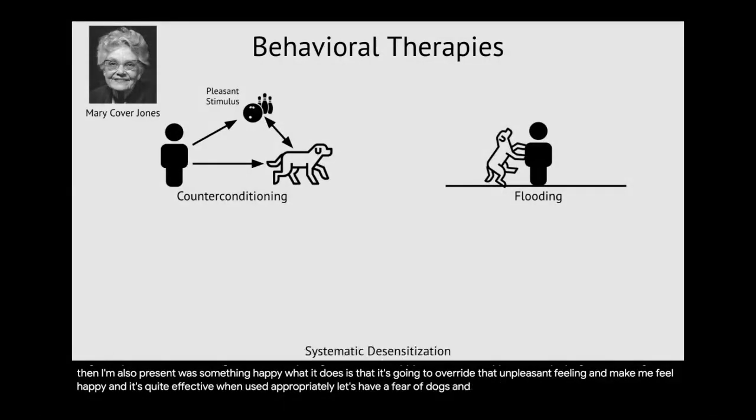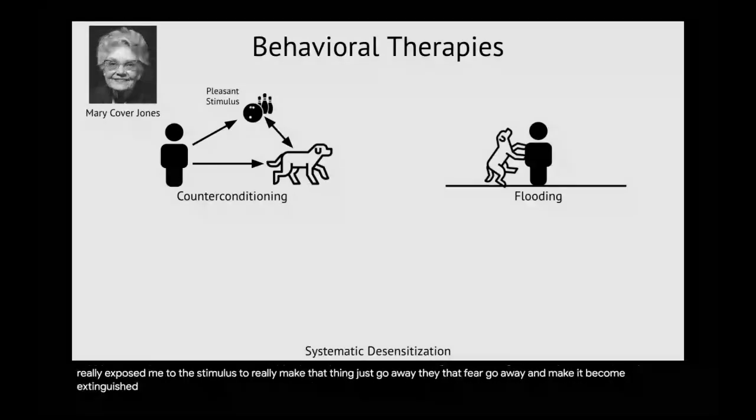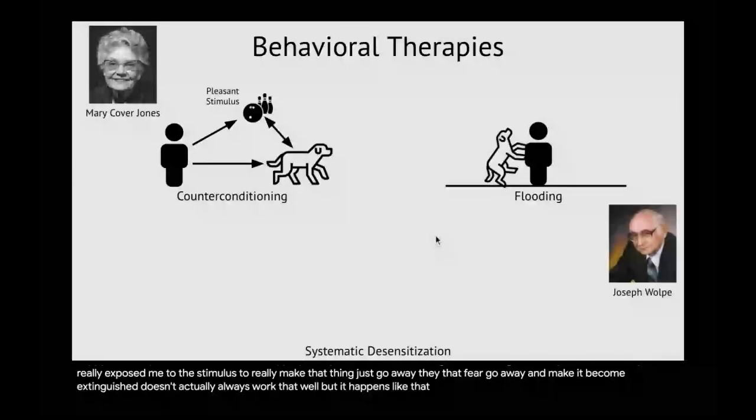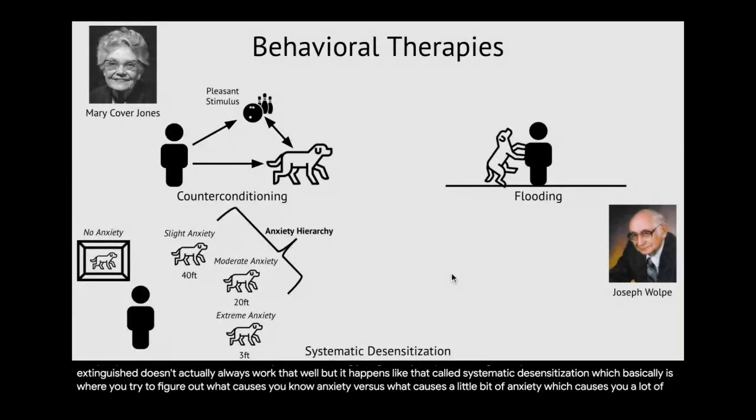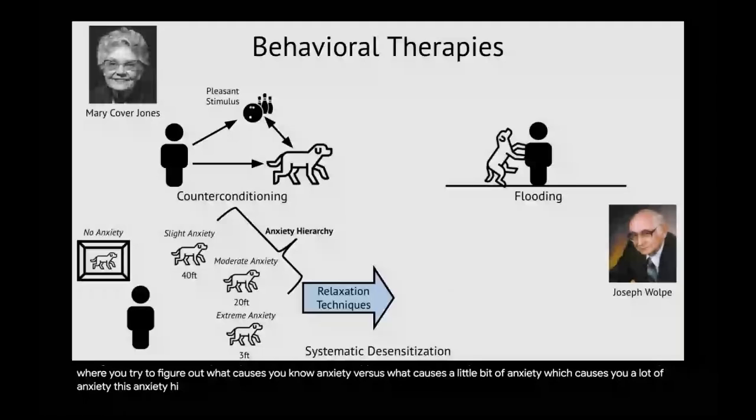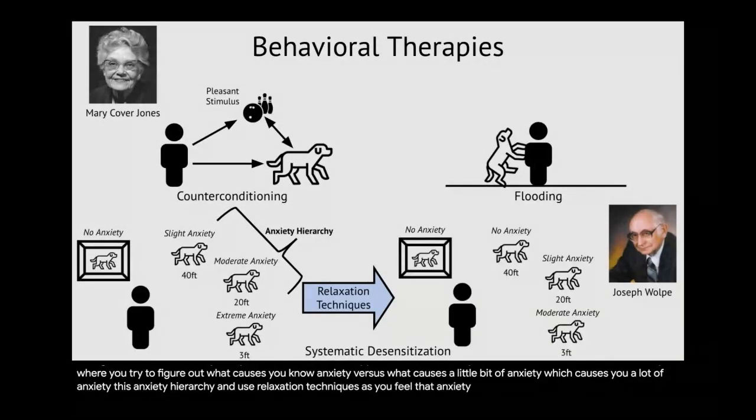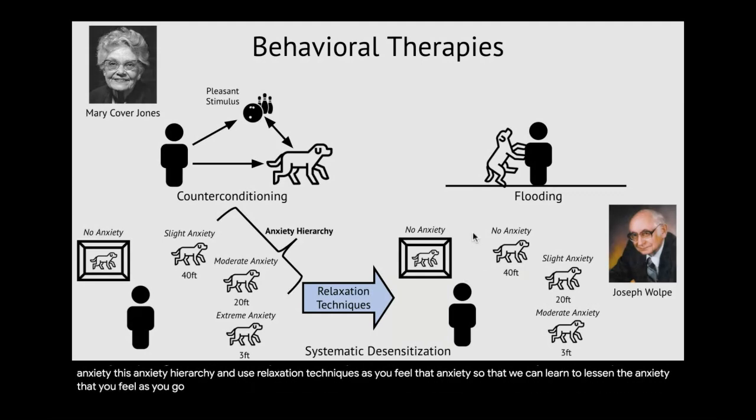Let's say I have a fear of dogs, and then flooding, what they would do is they would really expose me to the stimulus to make that fear go away, to make it become extinguished. It doesn't actually always work that well, but it happens like that. Joseph Wolpe developed something called systematic desensitization, which basically is where you try to figure out what causes you no anxiety versus what causes you a little bit of anxiety, versus a lot of anxiety, this anxiety hierarchy, and use relaxation techniques as you feel that anxiety so that we can learn to lessen the anxiety that you feel as you go forward here.